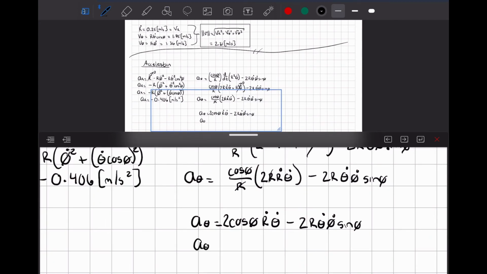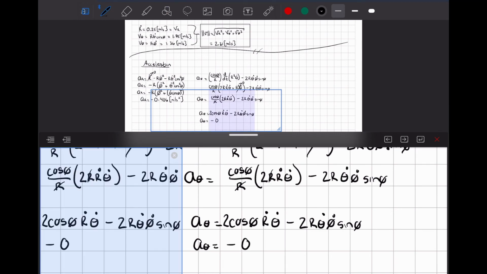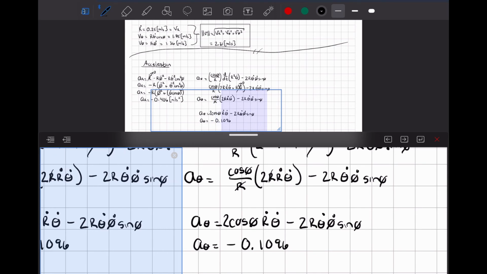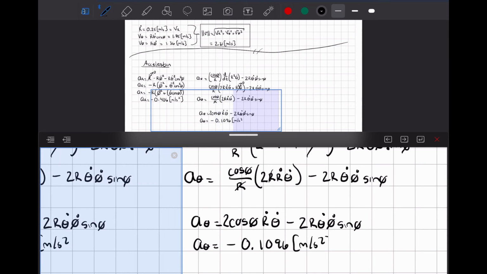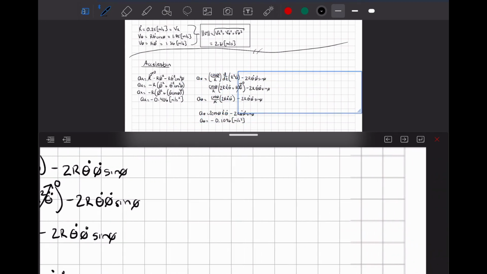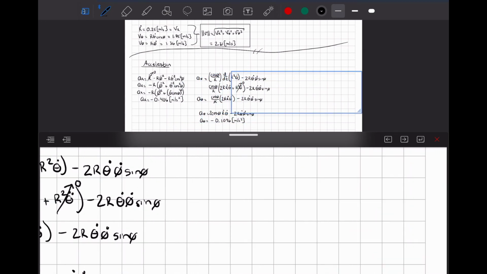If you plug in the values from above, if I did my math correctly, we see it's negative 0.1096 meters per second squared. Good deal. On to the last one. So we got a phi.